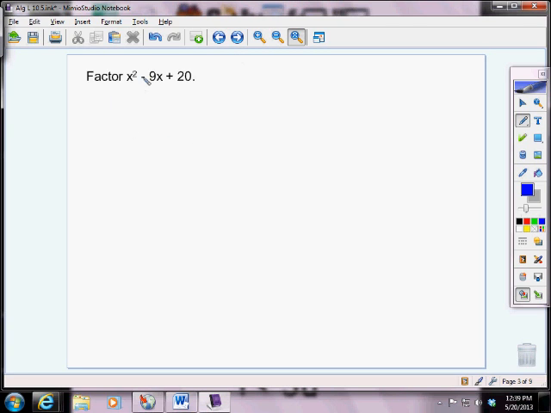Now, when we go to do this one, notice it's a minus here and a plus here. We're multiplying to get 20. If we're multiplying to get a positive 20, we have two choices. They're either both positive or they're both negative. Since this has to be a negative here, the only way we can get that is if they're both negative. So I kind of set it up like this. I'm going to plug in two numbers. I know they're both negative because this times this has to give me a positive 20.